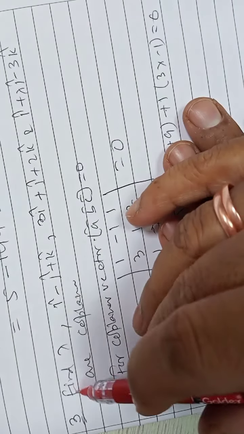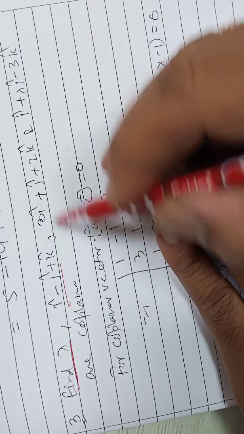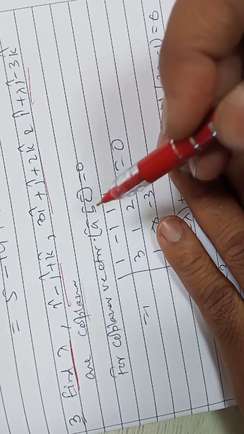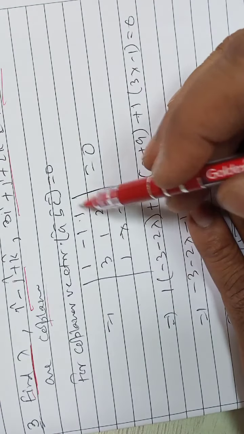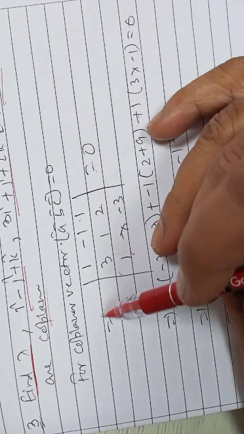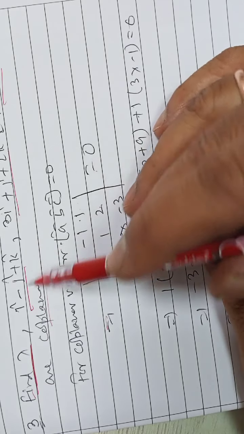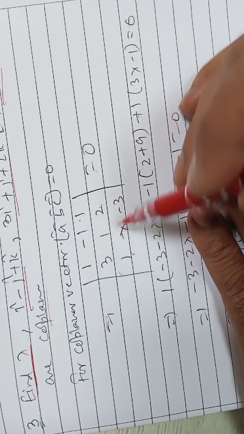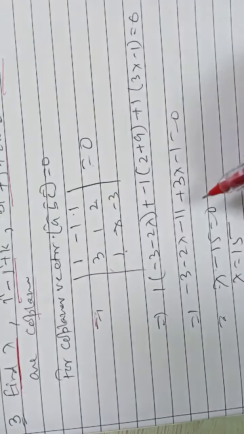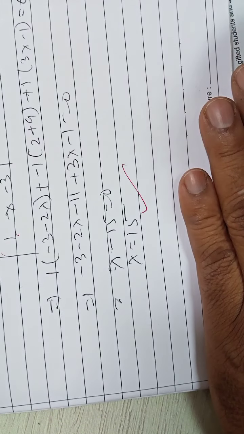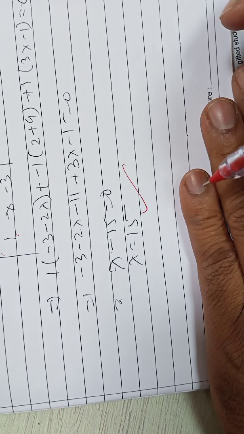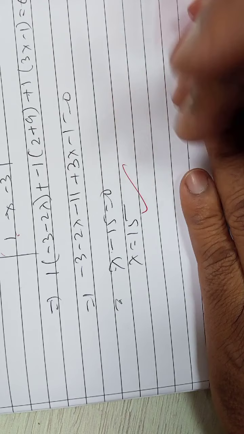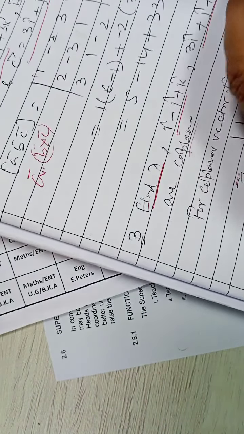Now the next question: we have to find lambda given the three vectors are coplanar. Again, if they are coplanar, write the coefficients in the box product, and that will be 0. Write the components in determinant form equal to 0. Then we calculate lambda. So it comes 15.